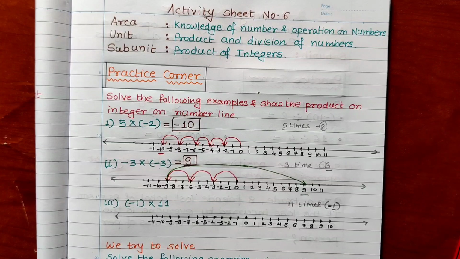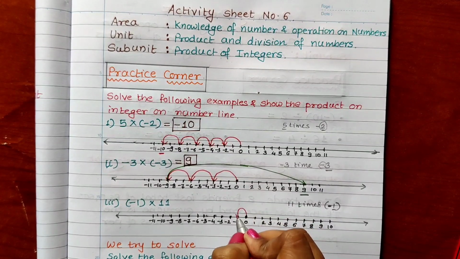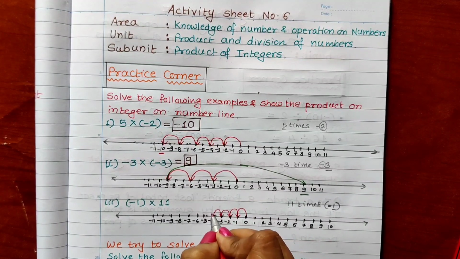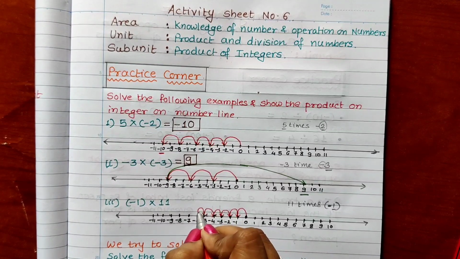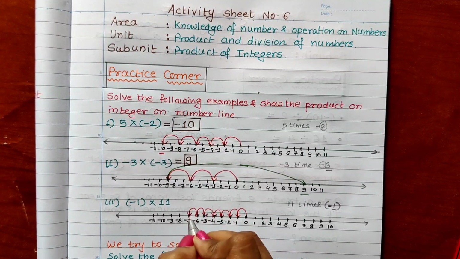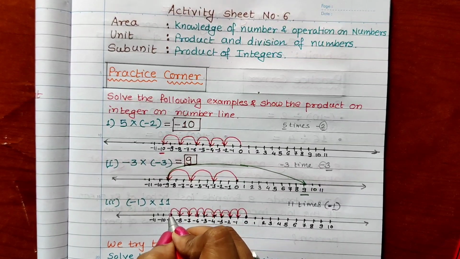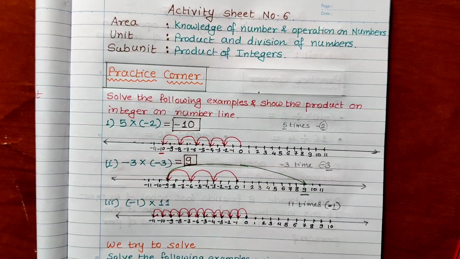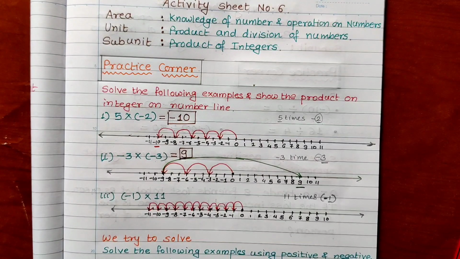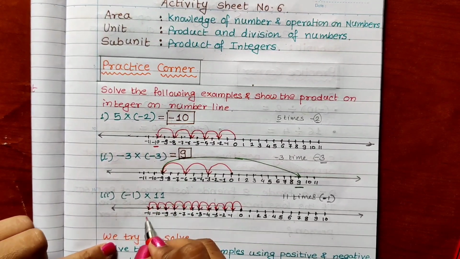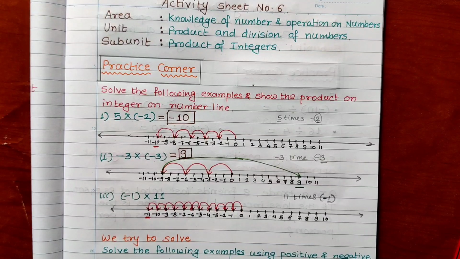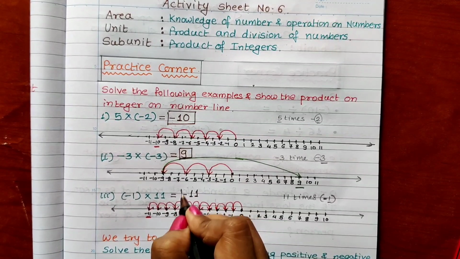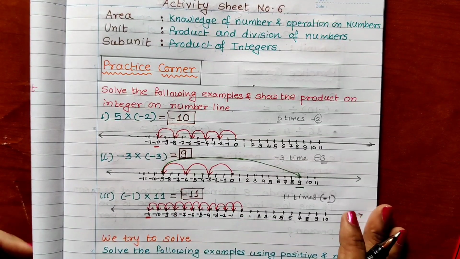So let us take. First jump 1 unit only. Second jump, third jump, fourth jump, fifth jump, sixth jump, seventh jump, eighth jump, ninth jump, 10th jump and 11th jump. In this way 11 jumps you have to take, and minus 1 into 11, where do we reach? We reach at minus 11. So answer is minus 11. Minus into plus sign will be minus. Answer is minus 11. In this way you have to solve this activity.